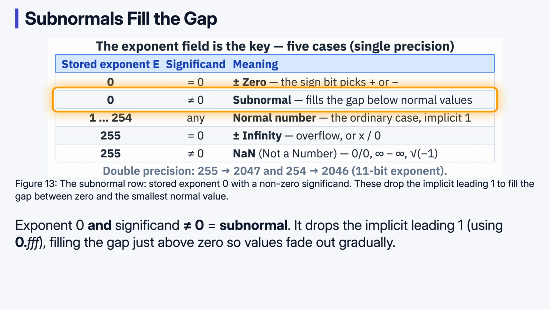The payoff is gradual underflow. As a value shrinks toward zero, it loses precision one bit at a time, rather than dropping off a cliff. This keeps an important promise. A minus b is zero only when a truly equals b.